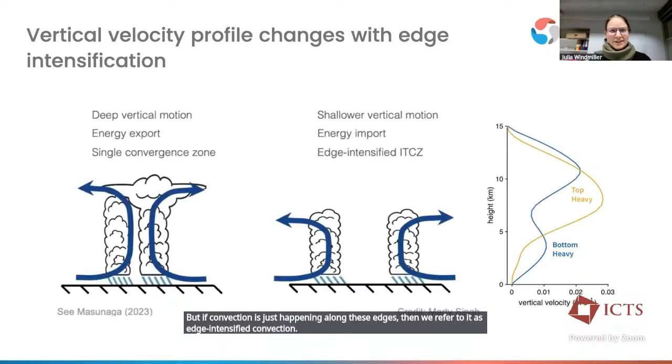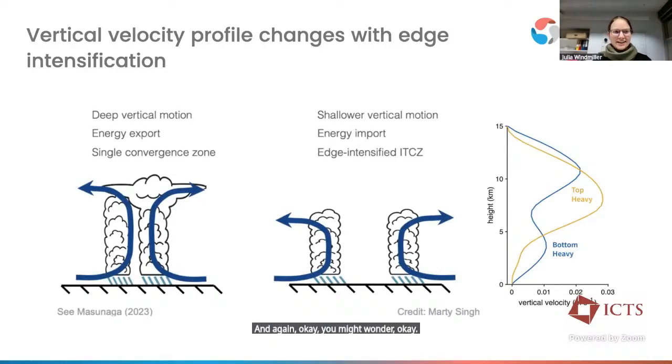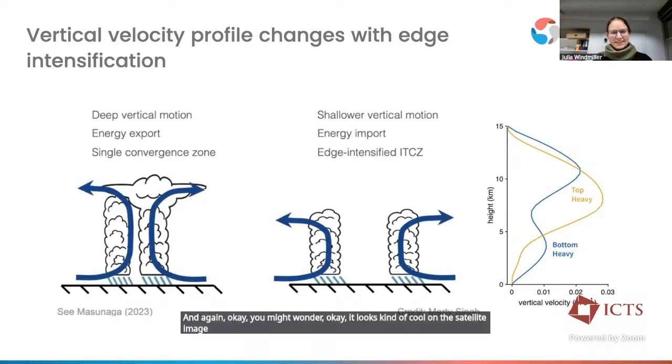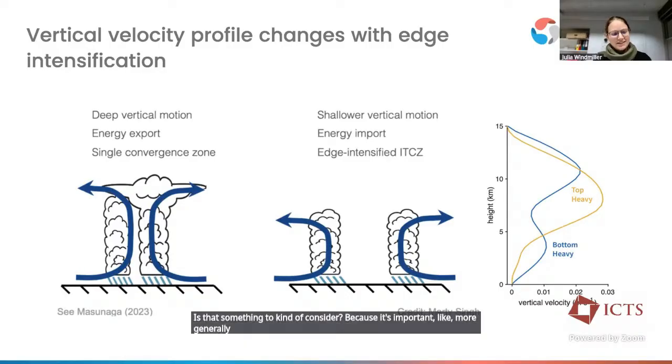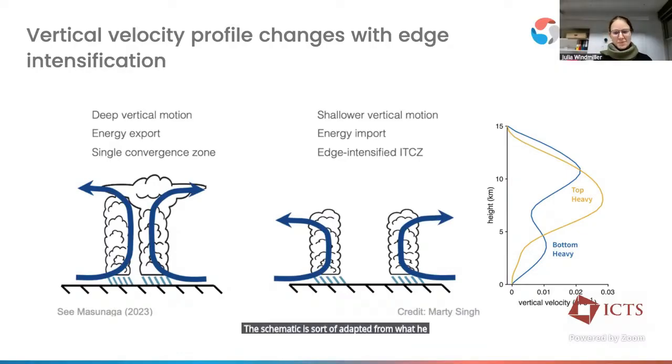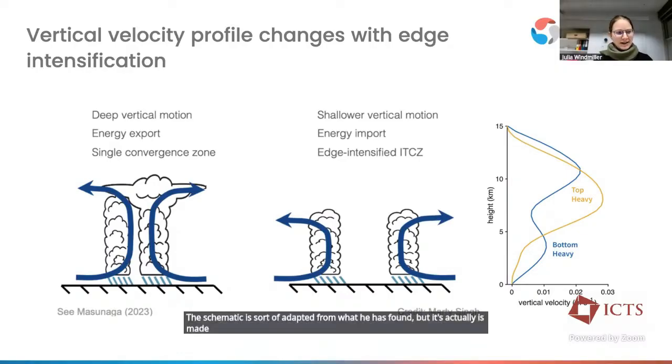And again, you might wonder, okay, it looks kind of cool on a satellite image, but is it really so important? Is that something to consider more generally? And I think there's some indication for this to be true. There's a study by Hiro Masunaga where he also looked at edge-intensified convection, and this schematic is adapted from what he's found, but it's actually made by Marty.